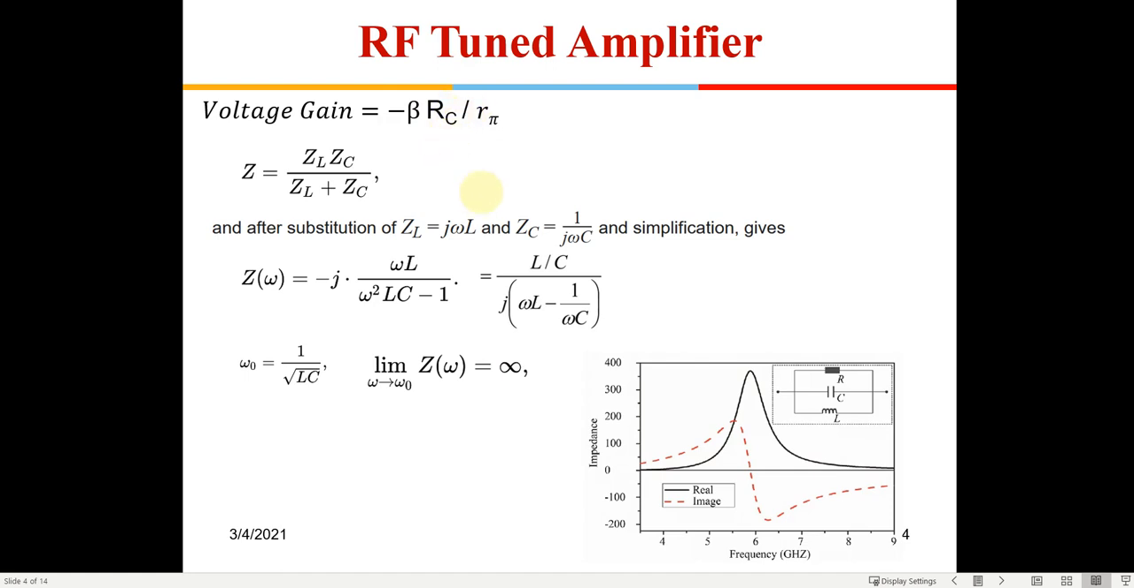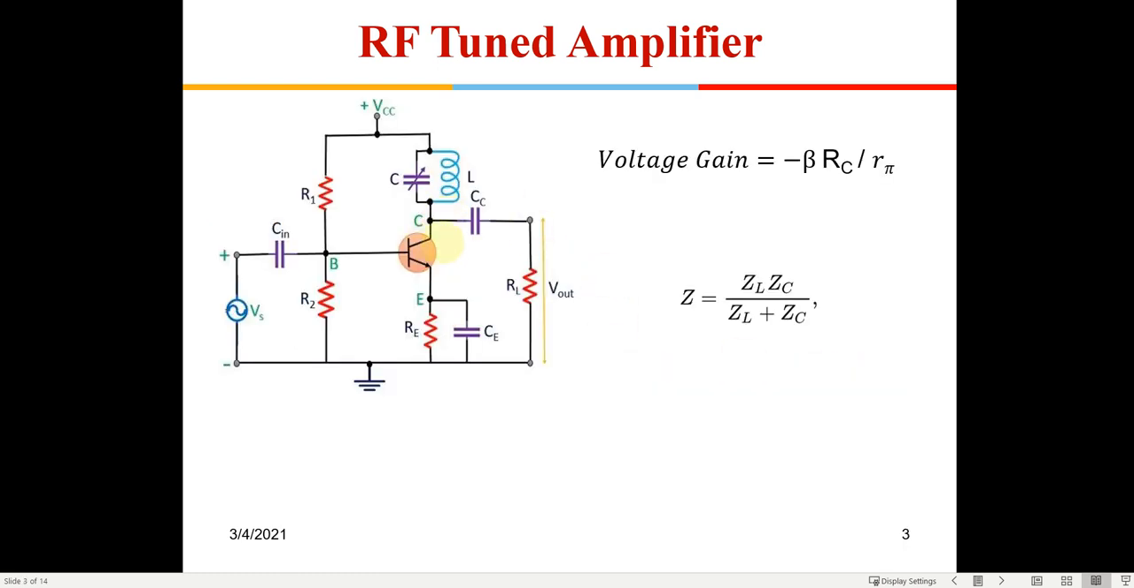In any practical circuit, however, you will always have an R which is parallel to LC. If I go back to this circuit, the output resistance of this transistor would also come into the small signal analysis, even if this load resistance is not there.